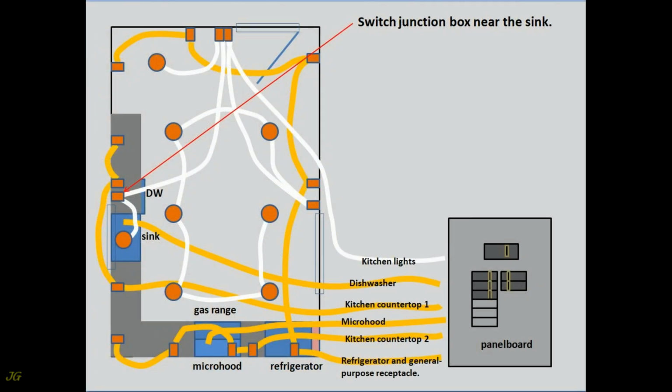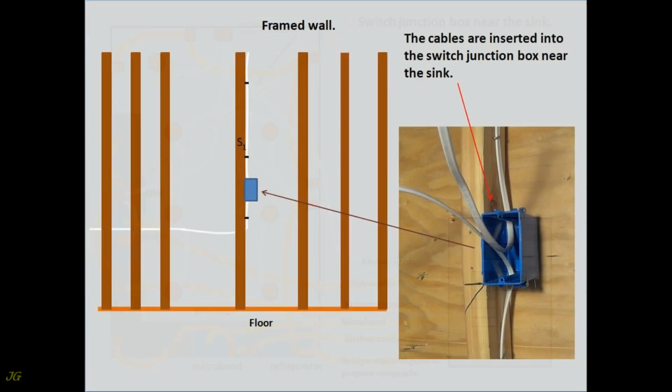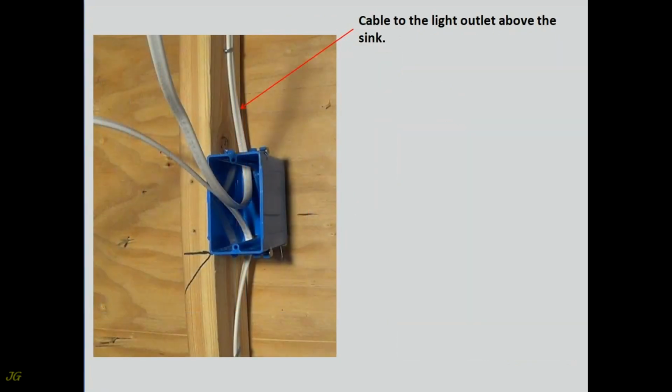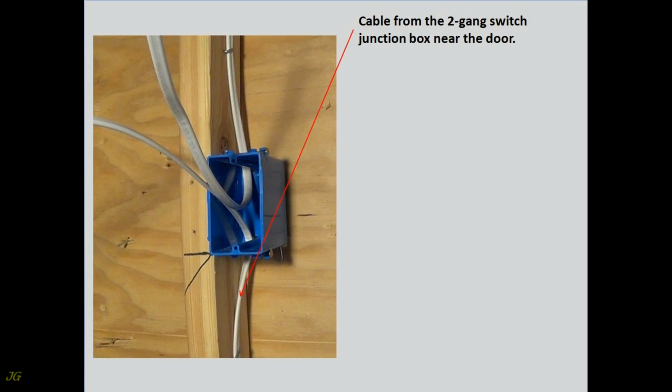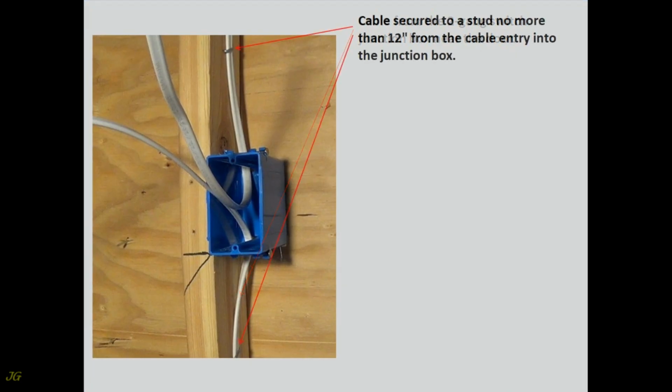Switch junction box near the sink. The cables are inserted into the switch junction box near the sink. Cable to the light outlet above the sink. Cable from the 2-gang switch junction box near the door. Cable secured to a stud no more than 12 inches from the cable entry into the junction box.